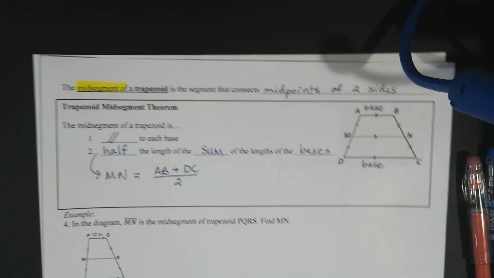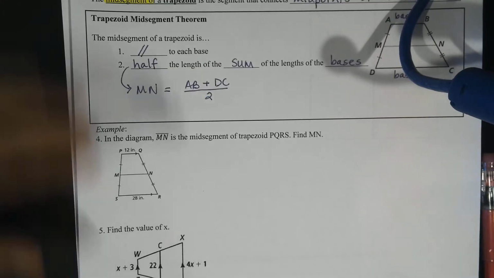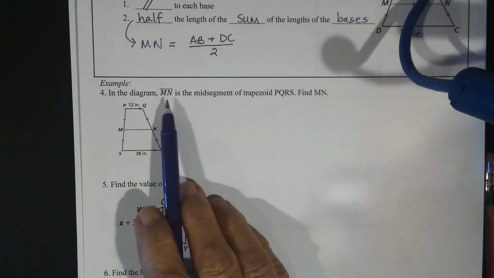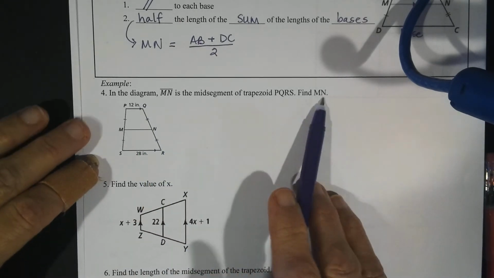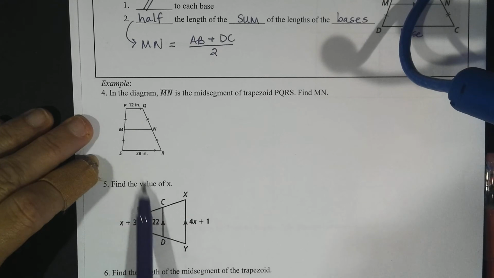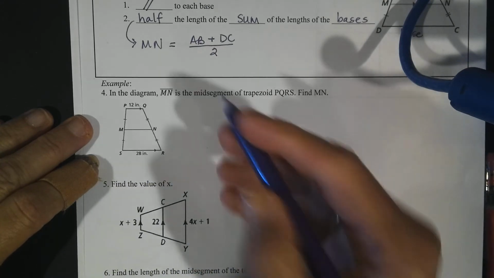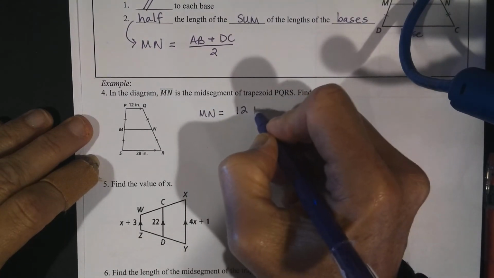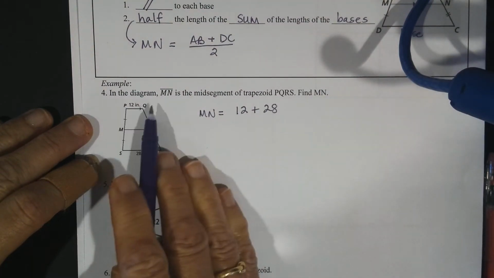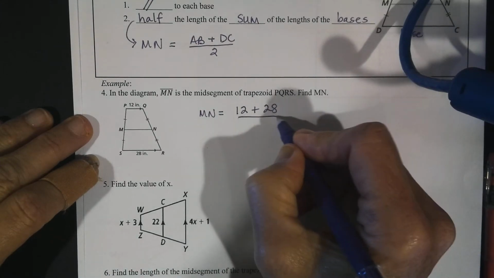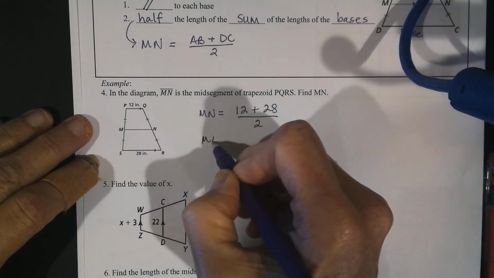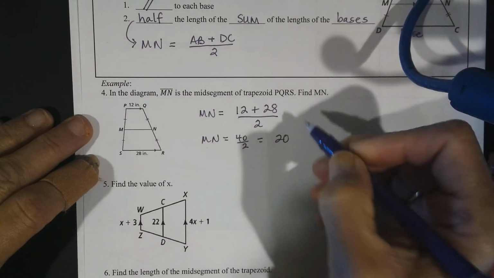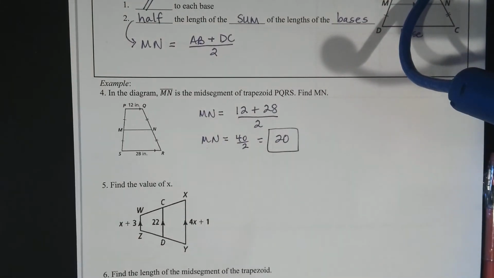We've got 3 problems here that are very straightforward. You'll see them in your practice. In this diagram, MN is the mid-segment. Find MN. PQ is 12, and SR is 28, which means MN is equal to 12 plus 28, short and long, and then you divide by 2. So MN equals 40 over 2, which is 20. That's all there is to it.